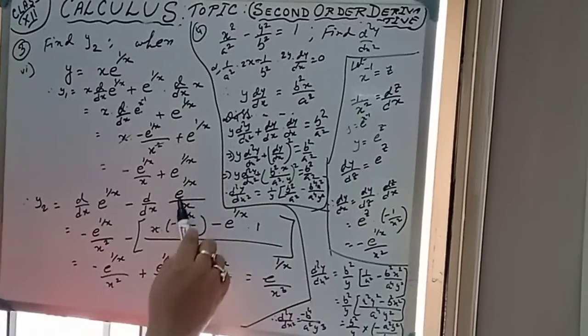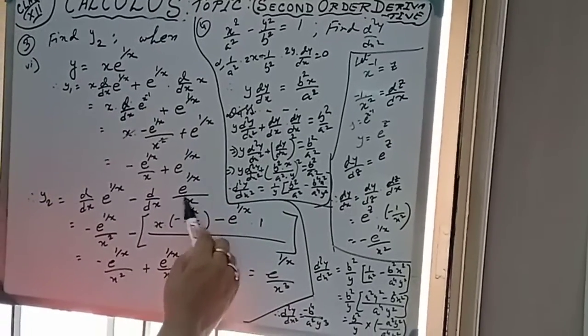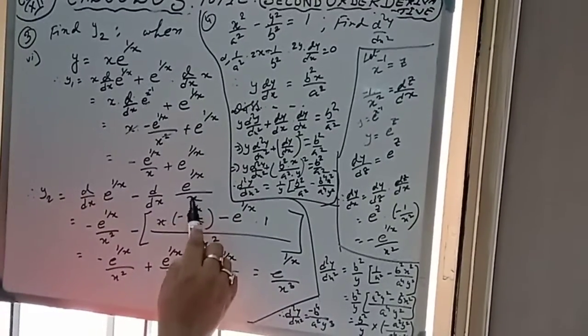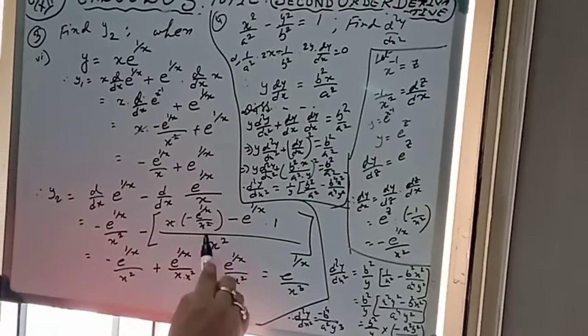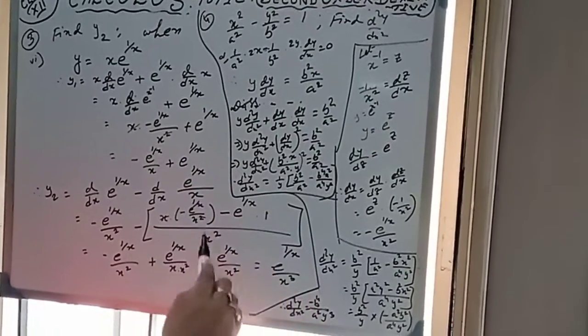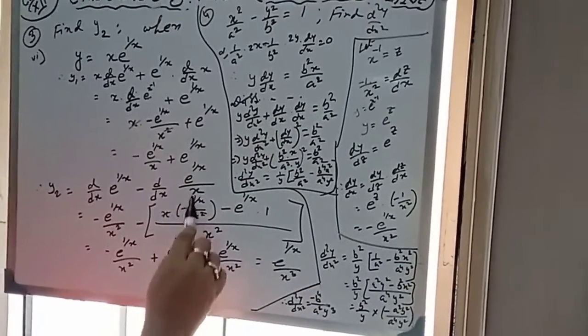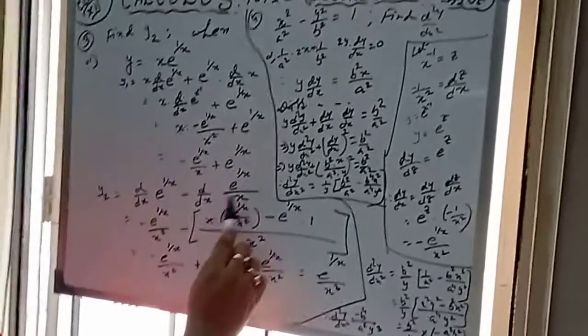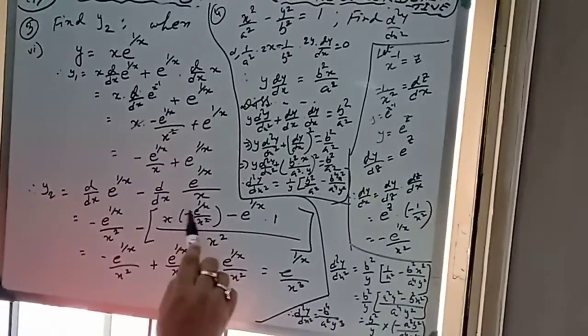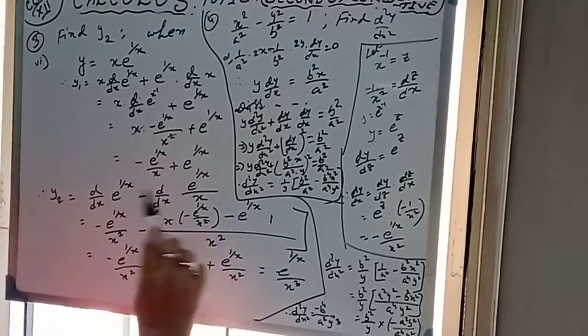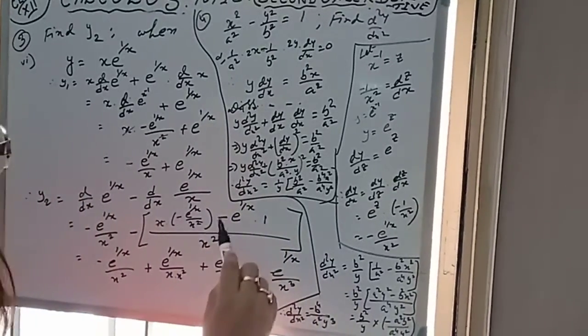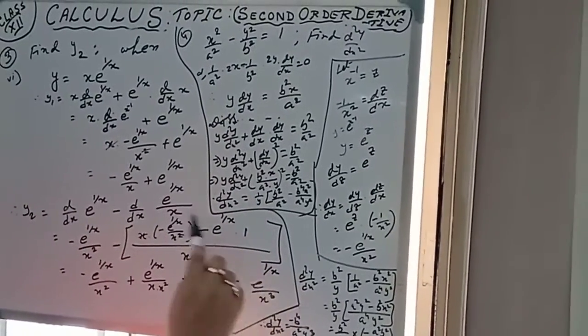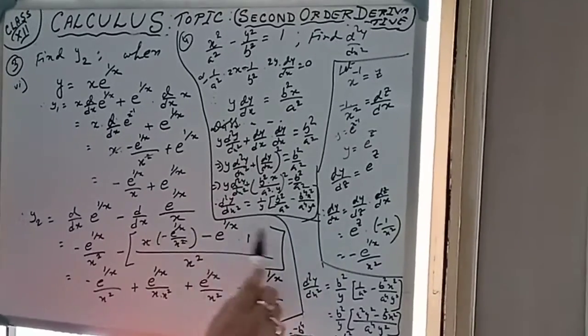Minus d dx of e to the power 1 by x square. This is again the u by v rule, that is the quotient rule. So here the v part is x square, so the denominator is x to the power 4 according to the rule. So x square into d dx of e to the power 1 by x, which is minus e to the power 1 by x square. Put the value only, no need to write again. Minus e to the power 1 by x into d dx of x. D dx of x is 1, that's why 1 is written.